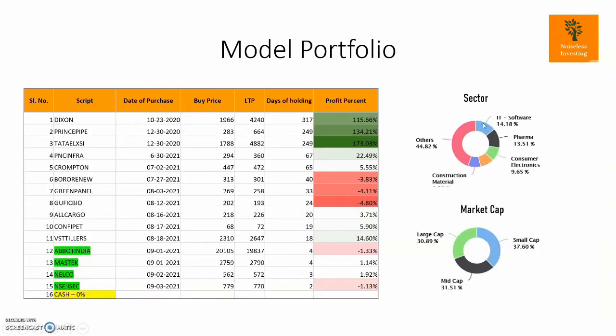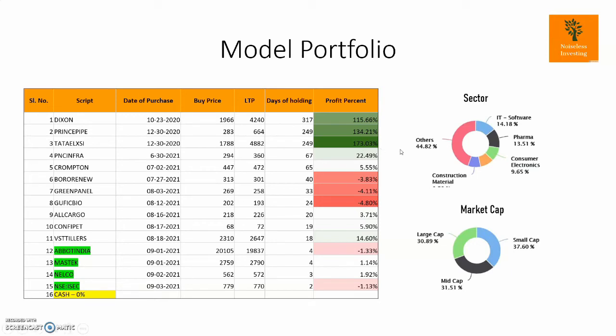Next, we discuss the model portfolio. As you can see, I've been holding some stocks for a very long time, and they have given returns like that as well, which includes Dixon, Prince Pipe, Tata Elxsi. So the whole game is to keep the stocks which are moving up and weed out those stocks which are moving down with very small stop losses.